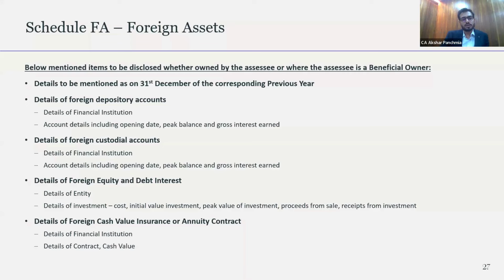There's one very particular thing regarding insurance that one has to mention over here. If you have any foreign cash value insurance or annuity contracts, then details of these contracts also have to be mentioned in your return.